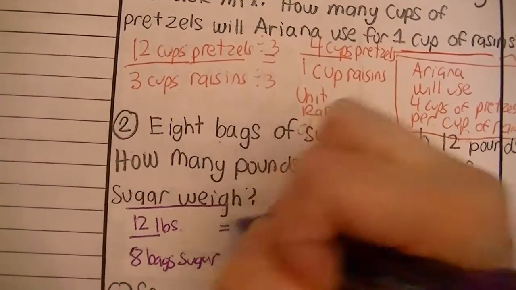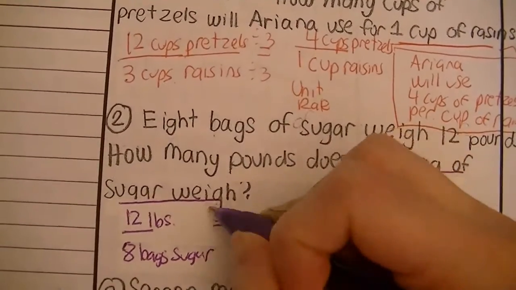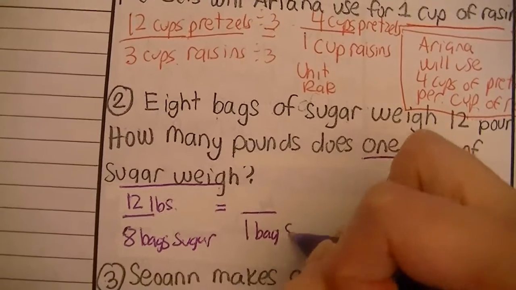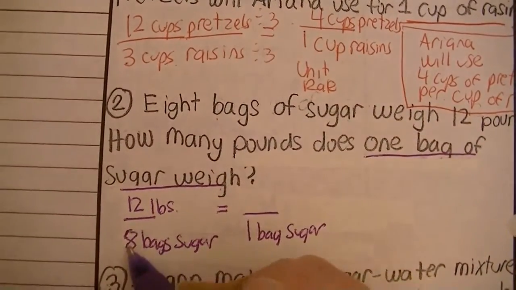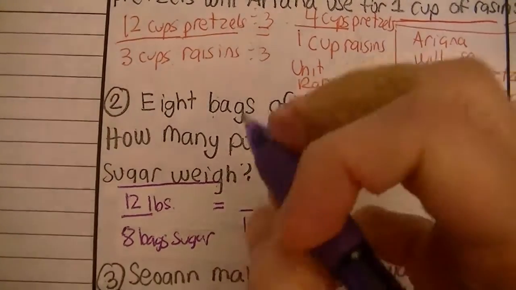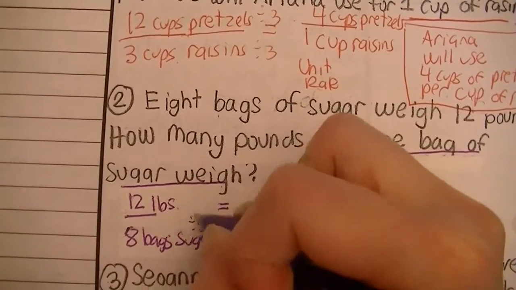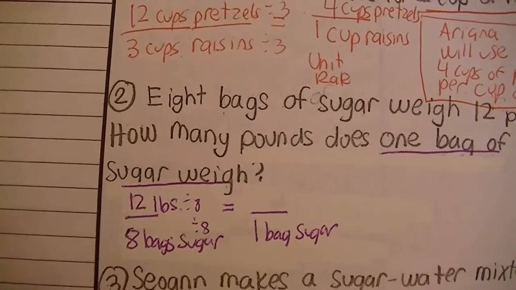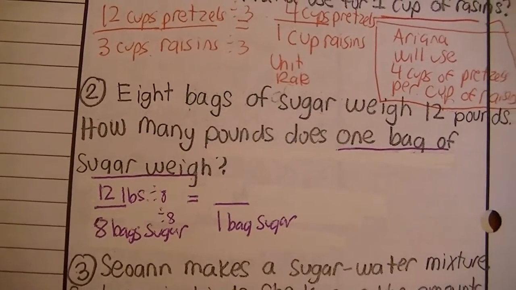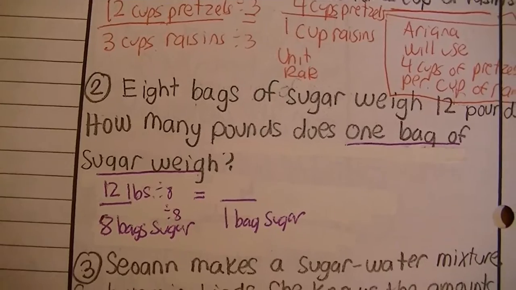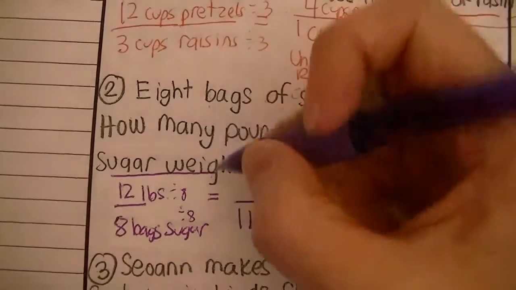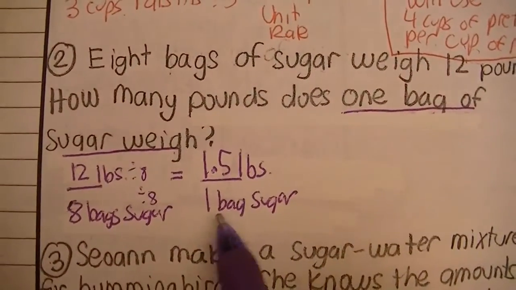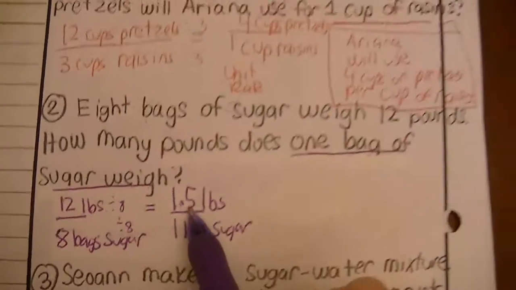So to find the unit rate, because we want 1 bag of sugar in the denominator, you've got to go 8 divided by what number gives you 1? Well, it's 8 divided by 8. So now I also need to go 12 divided by 8. And I got 1.5. Okay, so 1 bag of sugar weighs 1.5 pounds.